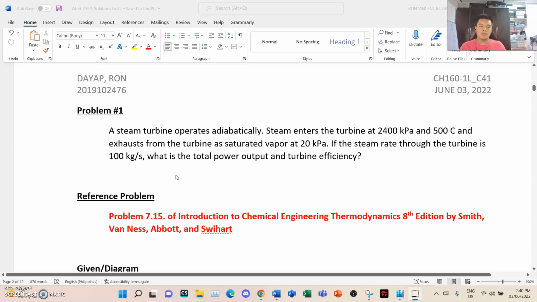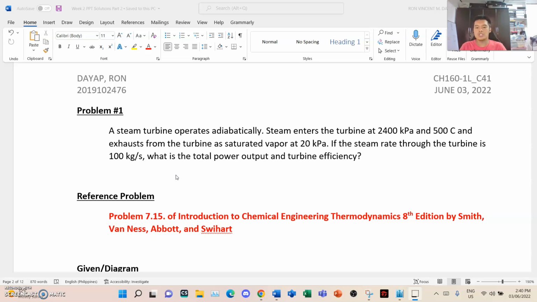So, this problem is inspired from problem 7.15 of the Introduction to ChE Thermodynamics, 8th edition, by Smith, Van Ness, Abbott, and Swihart. This is not the exact problem, but a modification of it in order to accommodate this lecture today. So, this modified problem is stated here.